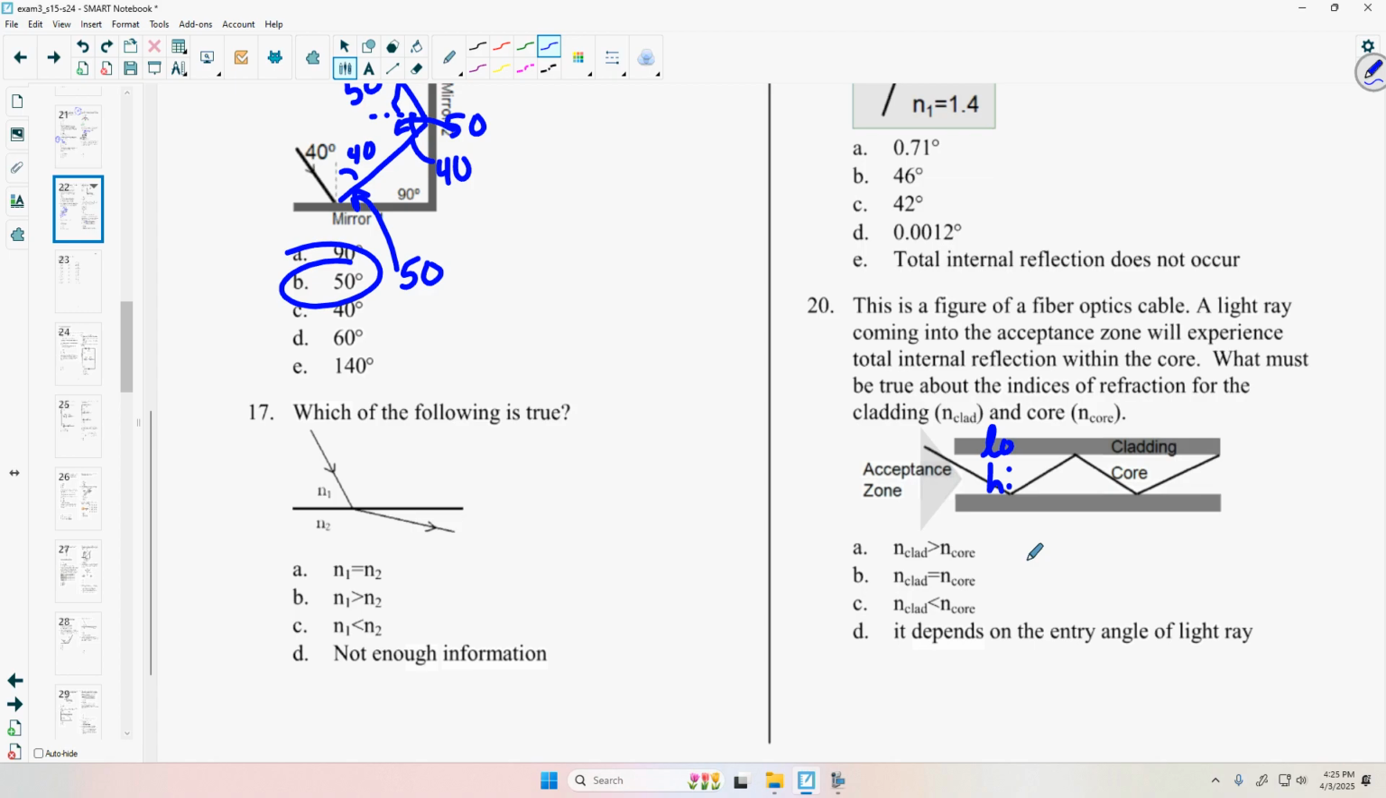And I told you it's not on there. Let me just make sure. But you need to know that for the exam about the high and the low index. Yeah, no, there's not. There are a couple on total internal reflection, but not like that. Okay.